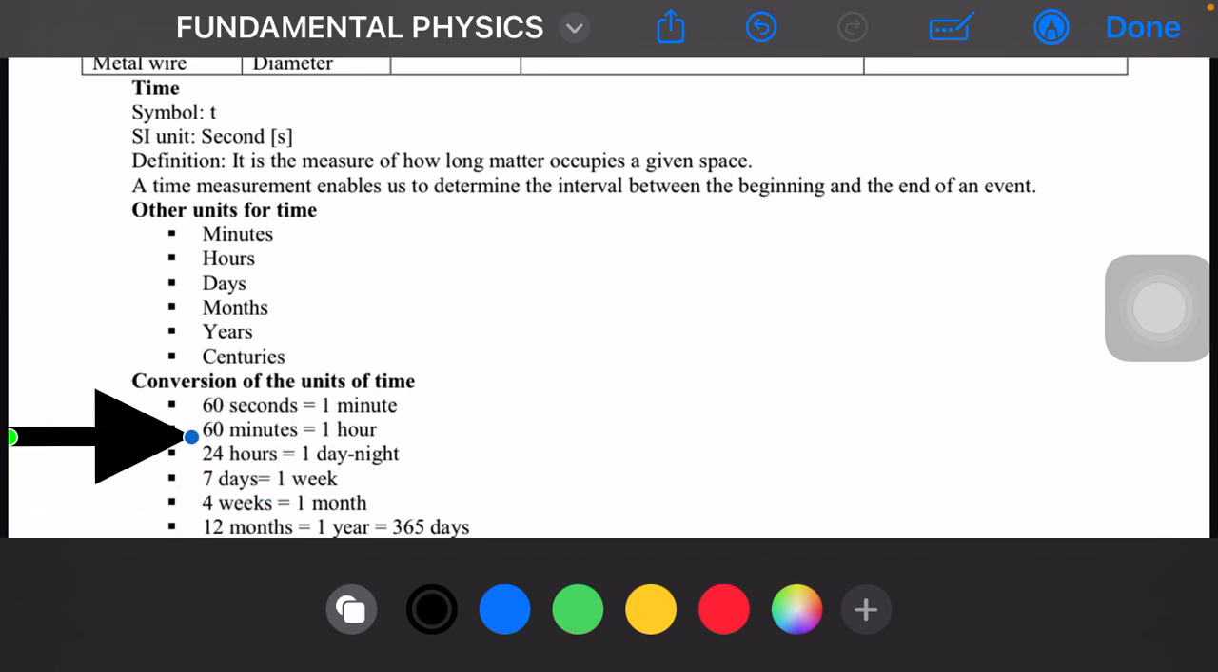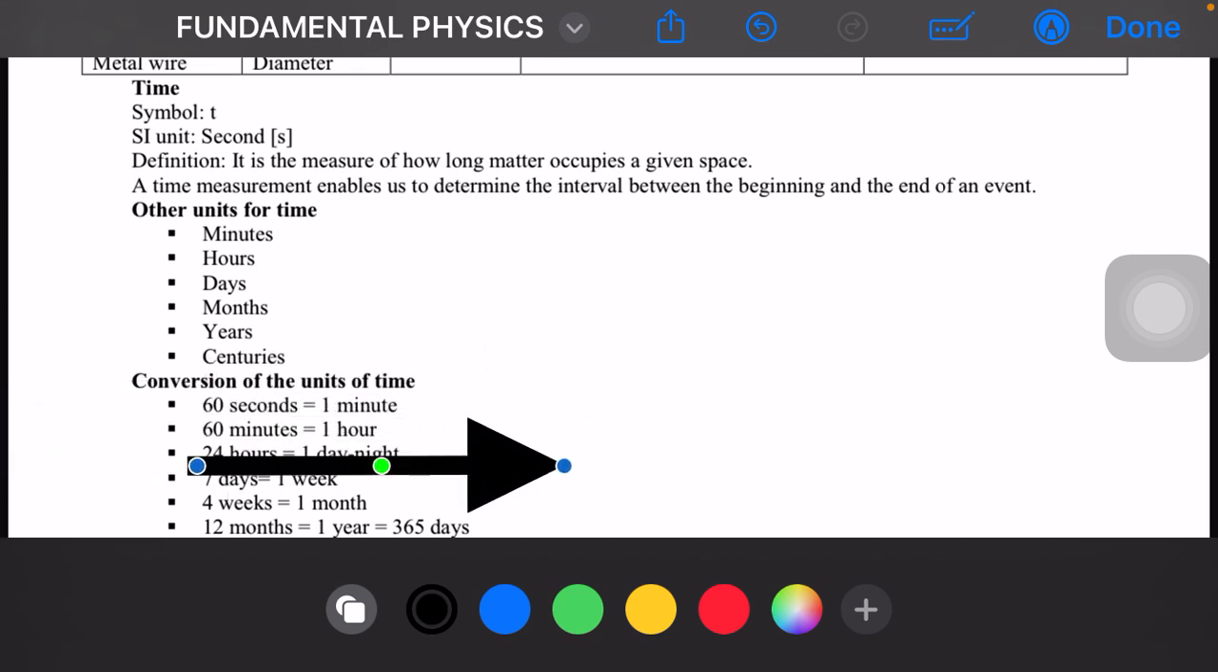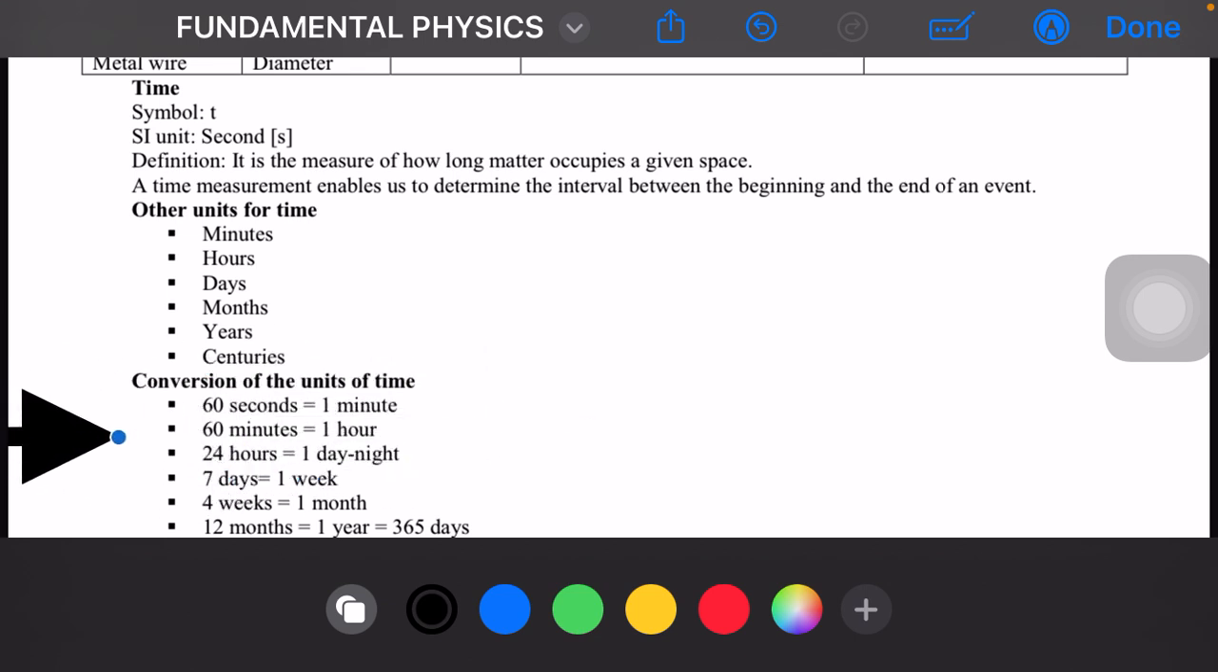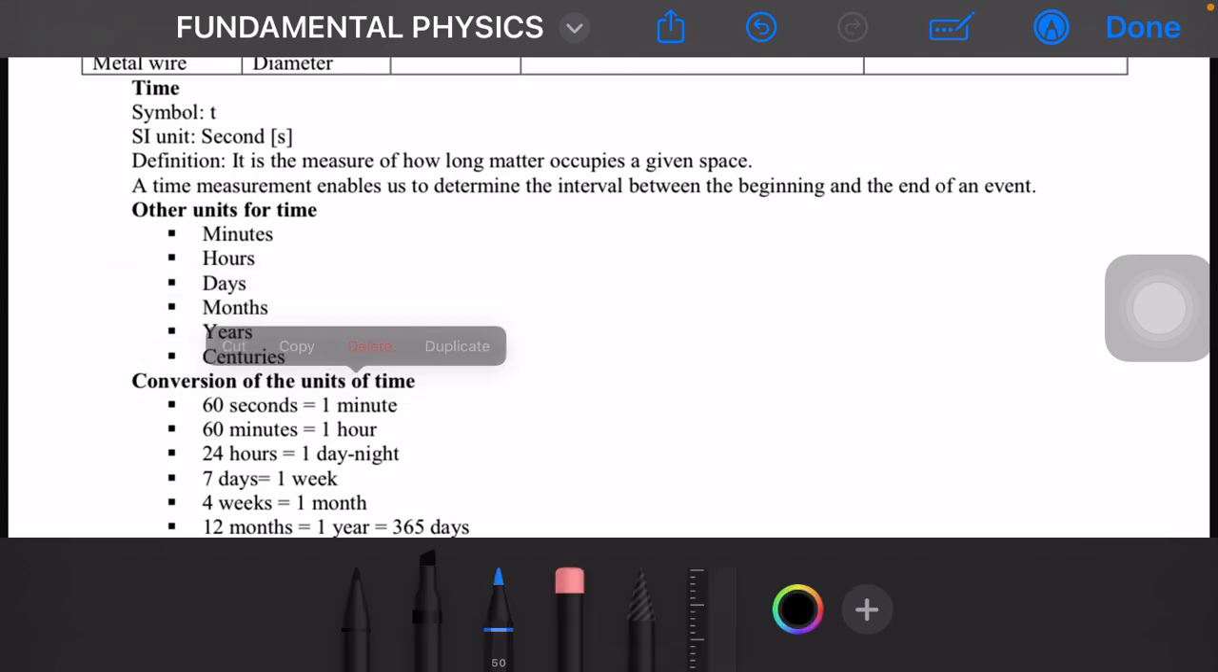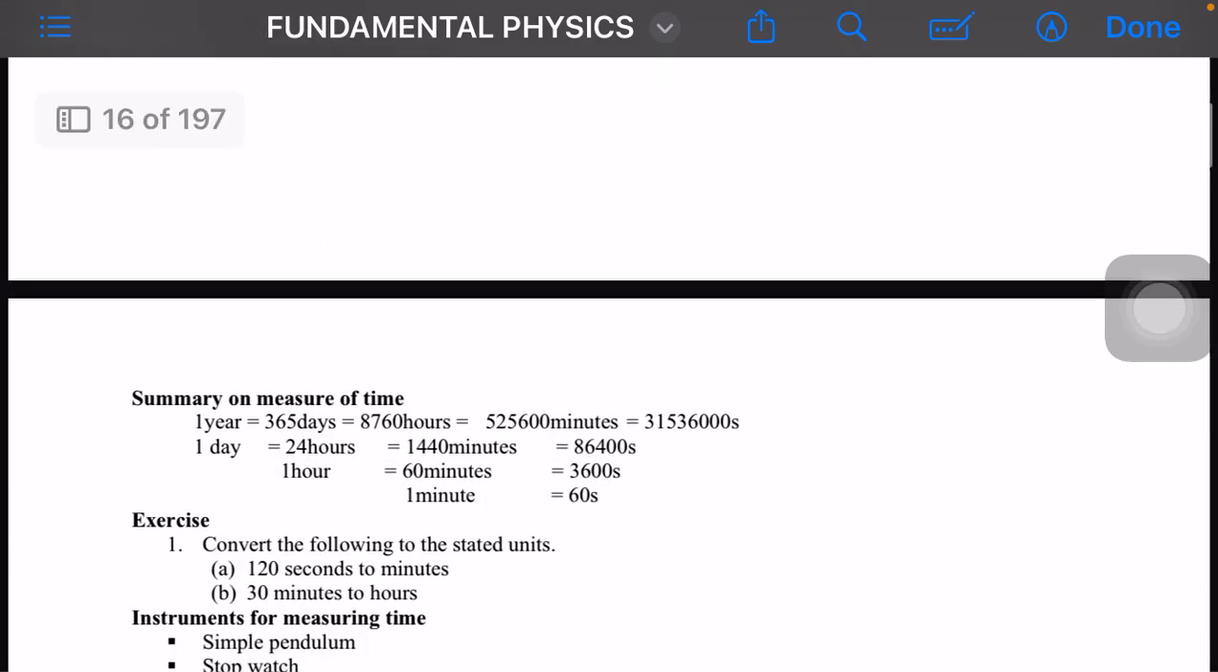So how do you convert units of time? You learn that 60 seconds is equal to 1 minute, then 60 minutes is equal to 1 hour, then 24 hours is equal to 1 day. So if you want to convert this, you simply cross multiply. This is how you convert time. So when they say 60 seconds, they simply mean 1 minute. Okay, we move on.